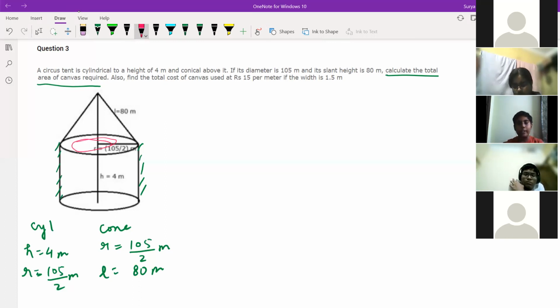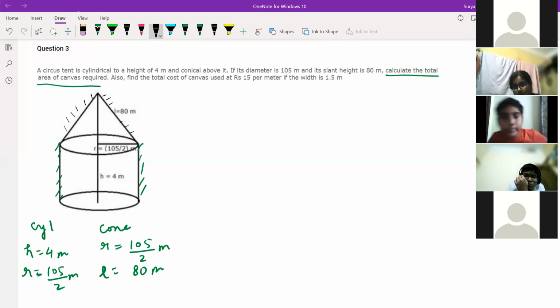No, sir, I don't think we have to calculate that, because that is the air inside the tent. Yes, exactly. We can't feel it, right? We can't touch. We can only feel by outside. Yes, sir. So see, this is in two parts. So we just divide into two parts.